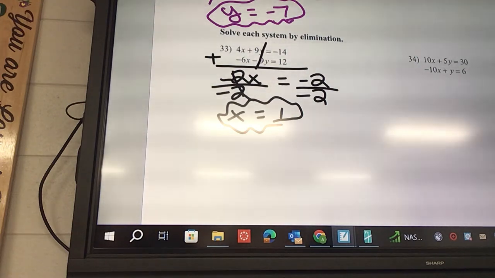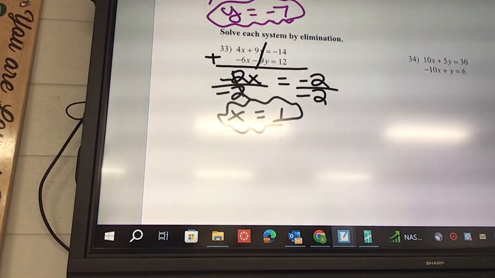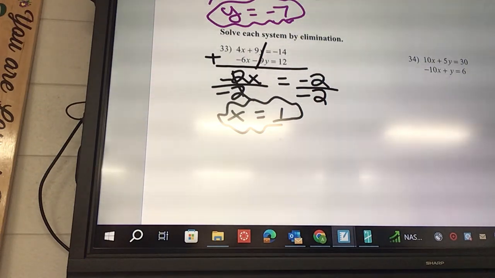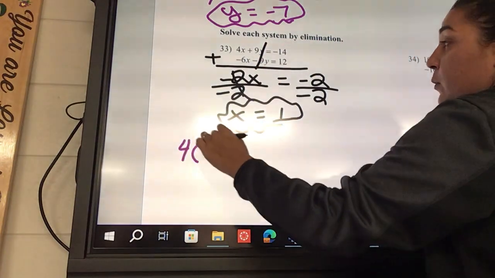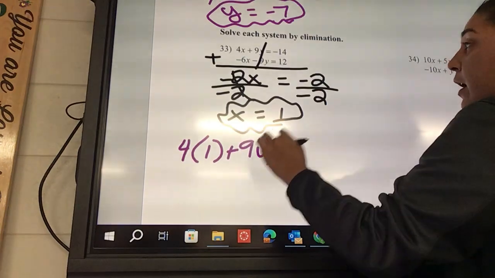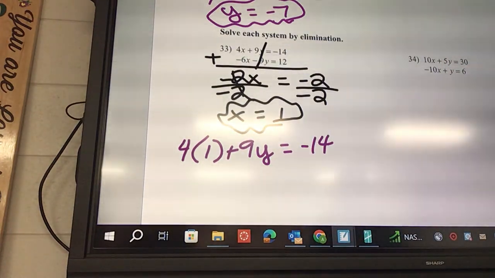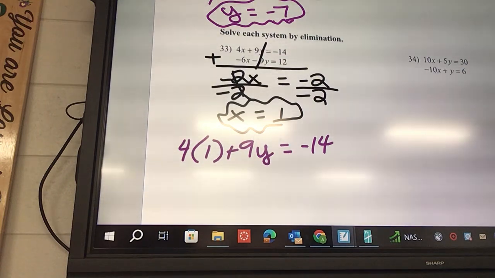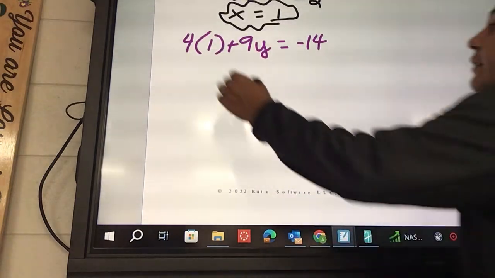Okay, from here we can plug it into either equation. It does not matter. I'm going to use equation 1. If you chose 2, that's fine. You're still going to get the exact same answer as I get. So it's going to be 4 times 1 plus 9y equals negative 14. I just copied down equation 1, and wherever there was an x, I put a 1 in. So 4 times 1 is going to be 4. So I'm going to get 4 plus 9y equals negative 14.